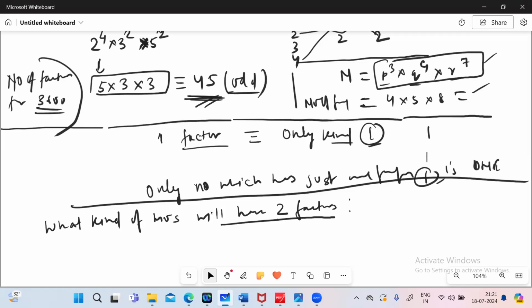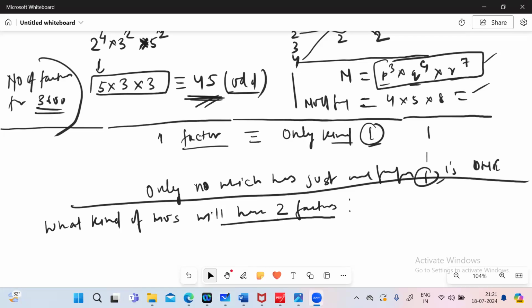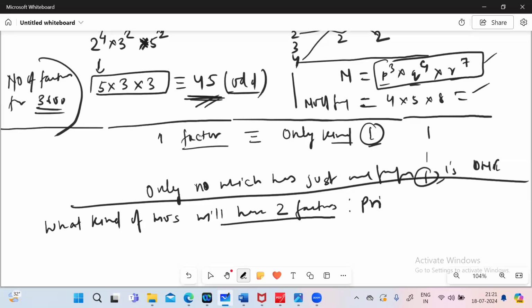Anyone try? What kind of number will have two factors? Which number has two factors? All the prime numbers will have two factors. And it can be represented as P. So any P, any generalized prime number, will have two factors.